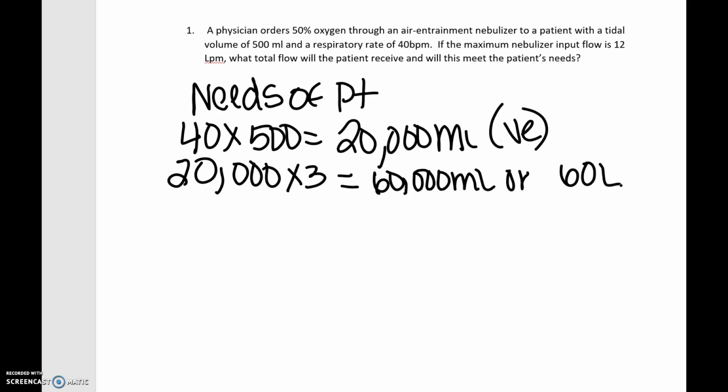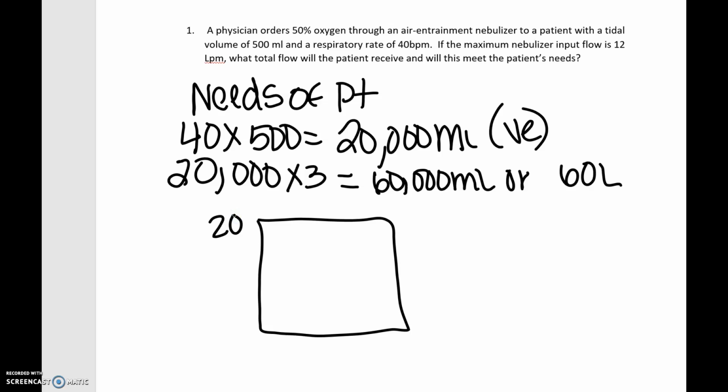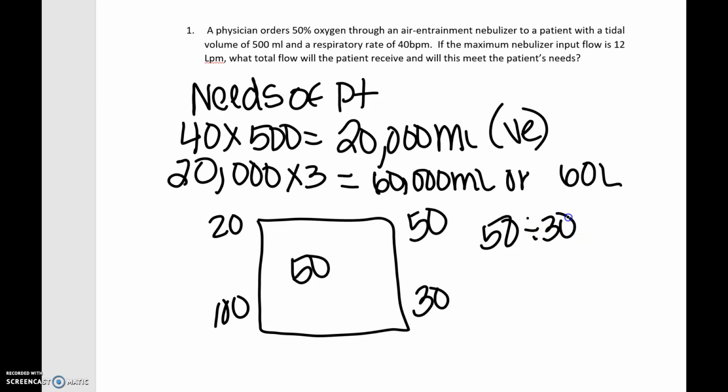Now we need to see what the actual air entrainment nebulizer is doing for total flow. So that's where we would utilize our magic box. So we would use a room air of 20% up to 100%. And then in the middle, we would put our FiO2, which is at 50%, is what the physician ordered. Then you would take 100 minus 50, which is 50, and 50 minus 20, which is 30. And then you would take 50 divided by 30, and you get 1.7. So our ratio is a 1 to 1.7 ratio.